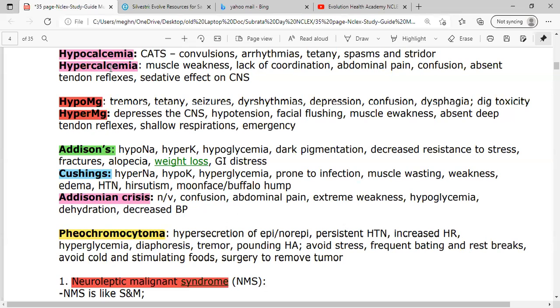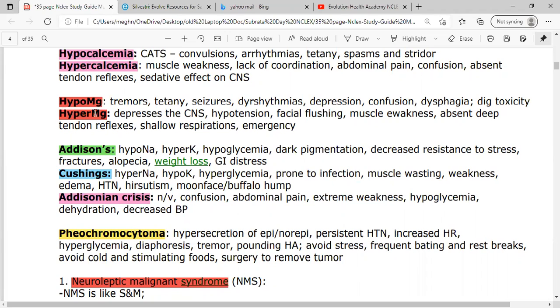And next, hypercalcemia. We see muscle weakness, lack of coordination, abdominal pain, confusion, absent tendon reflex, and also a sedative effect on the central nervous system. When calcium level goes up, patient develops confusion, tendon reflex absent. Magnesium goes down, hypomagnesemia, we find tremor, tetany, involuntary movement of muscle, seizure, dysrhythmias, depression, confusion, dysphagia, and digitalis toxicity if the patient takes digoxin.